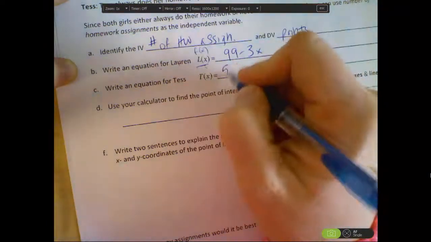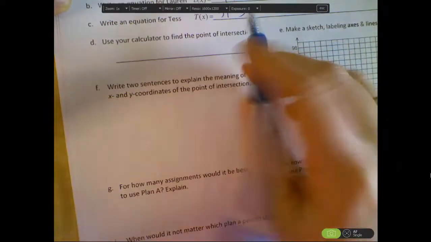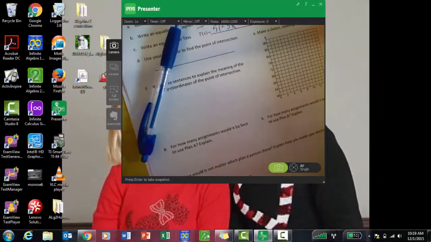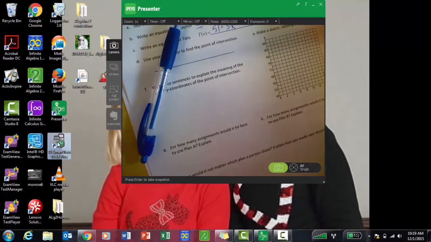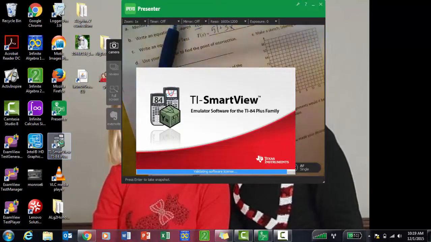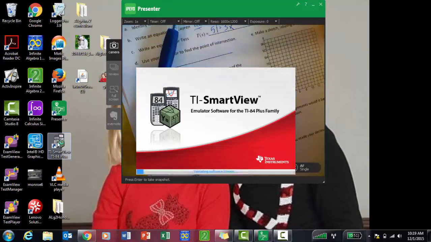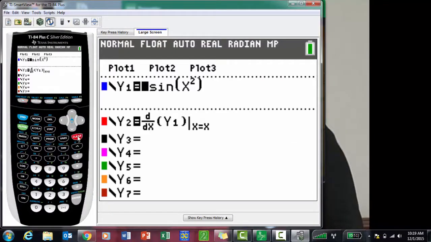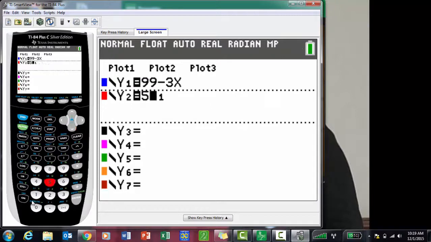Here we have 51 plus 3x. Use your calculator to find the point of intersection. Let's just review how to do that really quickly. I'm going to open the calculator. I'm going to go into y equals, and I'm going to put 99 minus 3x. Then I'm going to put 51 plus 3x.